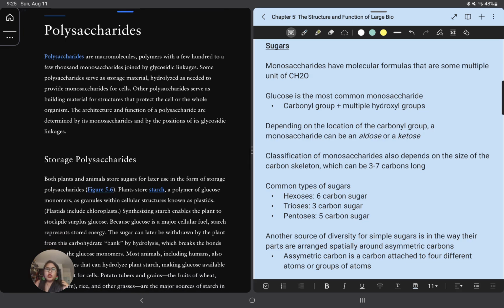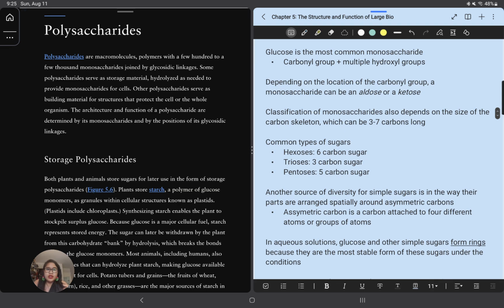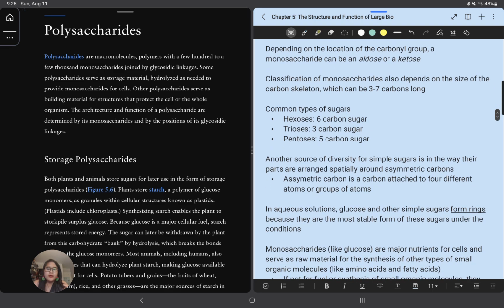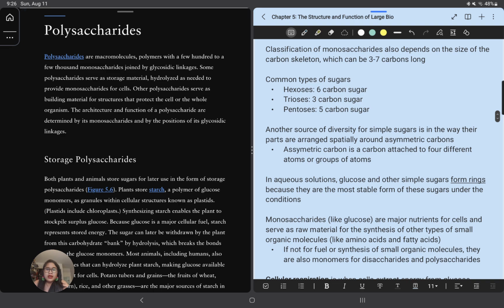Okay, so for sugars, I wrote monosaccharides have molecular formulas that are some multiple unit of CH2O. Glucose is the most common monosaccharide, consists of carbonyl groups and multiple hydroxyl groups. Depending on the location of the carbonyl group, a monosaccharide can be an aldose or ketose. Classification of monosaccharides also depends on the size of the carbon skeleton, which can be 3 to 7 carbons long.